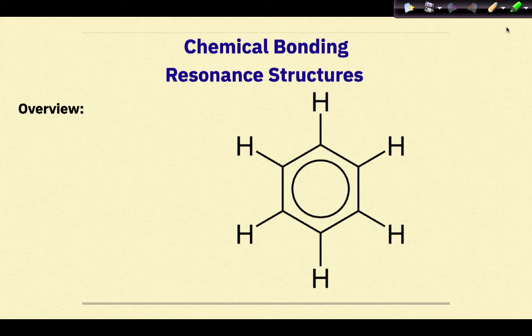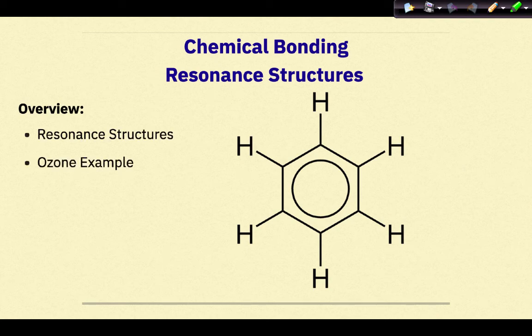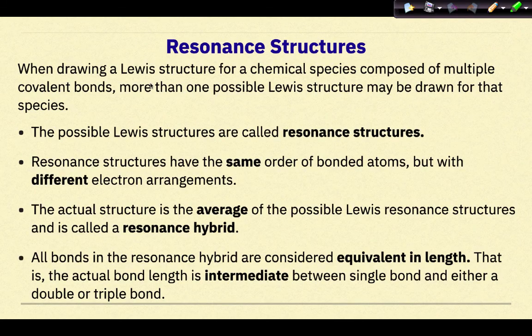Chemical bonding: resonance structures. In this tutorial, we will be going over resonance structures, an ozone example, and a formate example. When drawing a Lewis structure for a chemical species composed of multiple covalent bonds, more than one possible Lewis structure may be drawn for that species. The possible Lewis structures are called resonance structures.